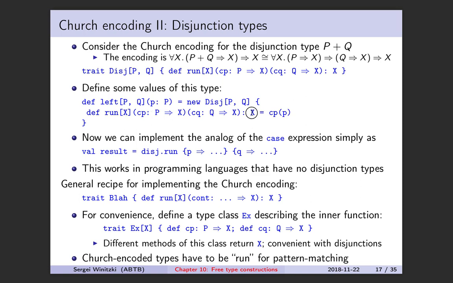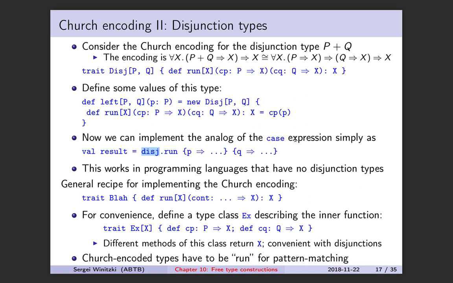We need to return x. We have the two functions, p to x and q to x, and we have a p. So how do we return x? We just call this function on the p. So in this way we implement the left. We also implement the right. In this way we can create values of this type now quite easily. So suppose that this is a value of this type.